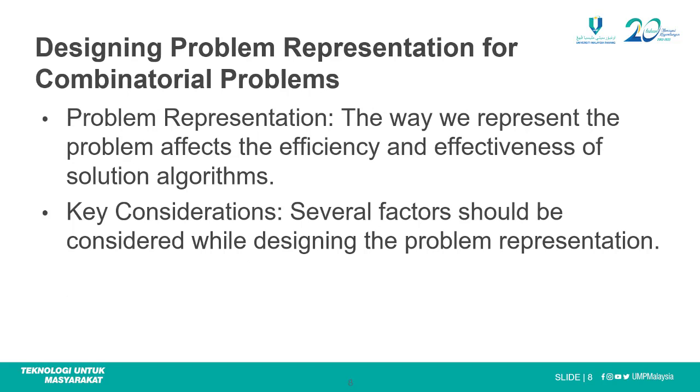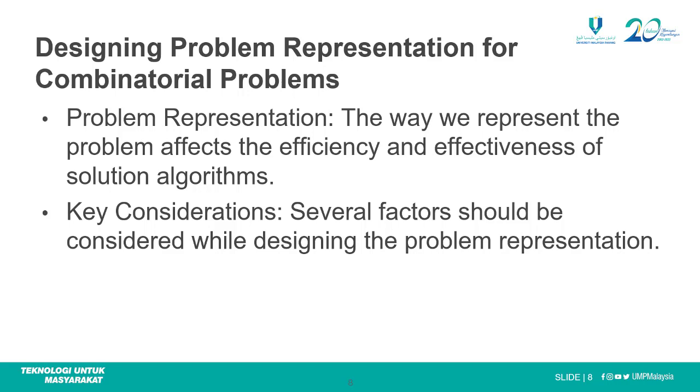Then designing problem representation for combinatorial problems. The way we represent the problem affects the efficiency and effectiveness of the solution algorithm. As I mentioned in an earlier video, the problem representation plays a significant role in the efficiency and the quality of the solution that we obtain. Again, for a combinatorial optimization problem, which involves arranging tasks, sequencing jobs, and so on, it's not possible for us to directly use the standard continuous representation for the problem.